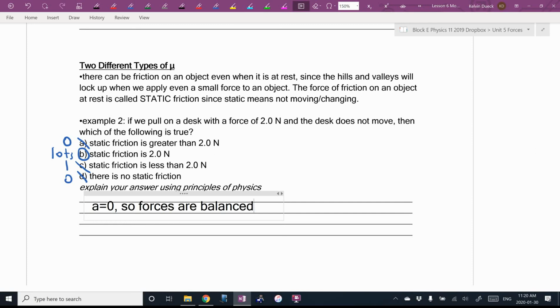Static friction, the friction of an object at rest that prevents you from getting it moving. By the way, we call it static. Static means unchanging or not moving. I should have mentioned up here, we call it static friction since the word static means not moving, not changing. Things are static.